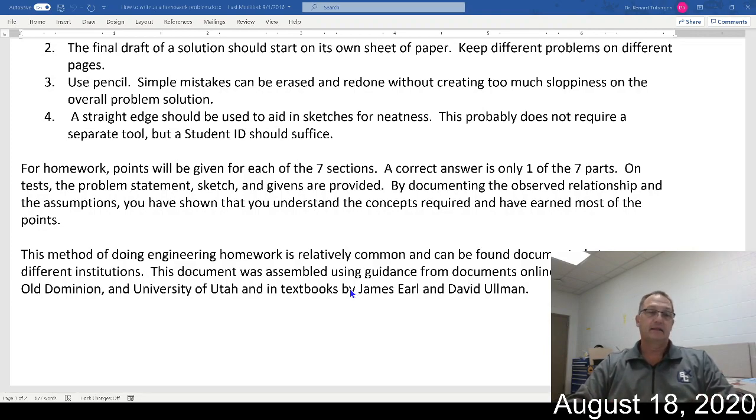This isn't anything new. You've seen it in 101, you've seen it in 202. You will see this from many different institutions. In fact, this document that I put together is based on documents that came from MIT, Old Dominion, and University of Utah, as well as textbooks from James Earl and David Ullman. Ullman is one of the great thinkers on engineering problem solving. So nothing new here. I hope this maybe helped explain some things, and will give you some guidance in how you should approach your homework. Take care.